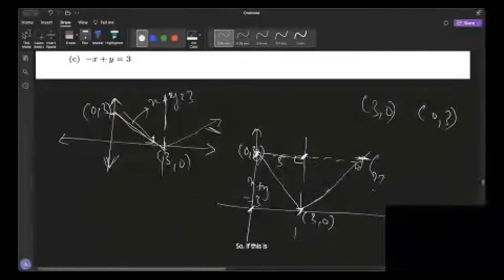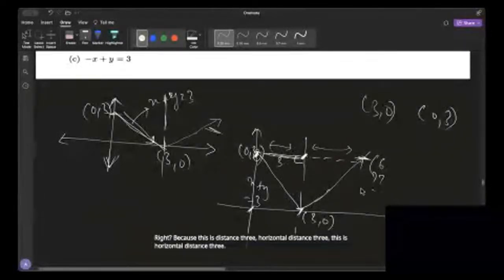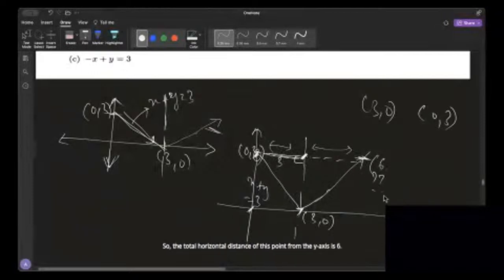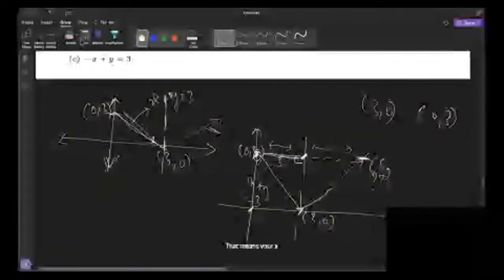So if this is at distance 3, the reflection is going to be at distance 3. This coordinate is different. This is going to be 6, because this is horizontal distance 3, and this is horizontal distance 3. So the total horizontal distance of this point from the y-axis is 6. That means your x coordinate is 6, right?